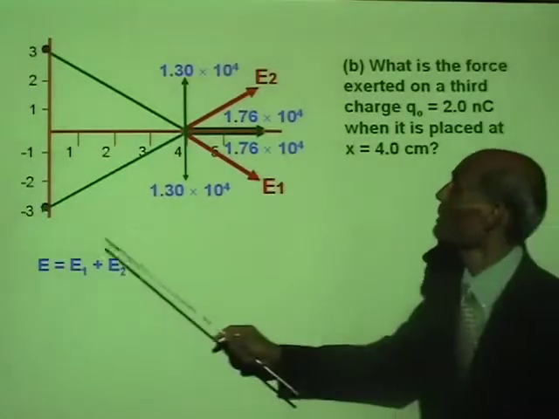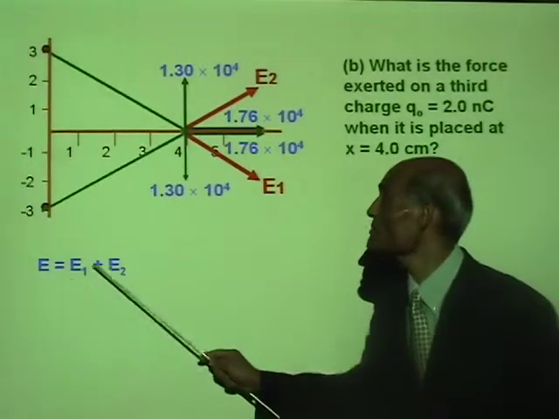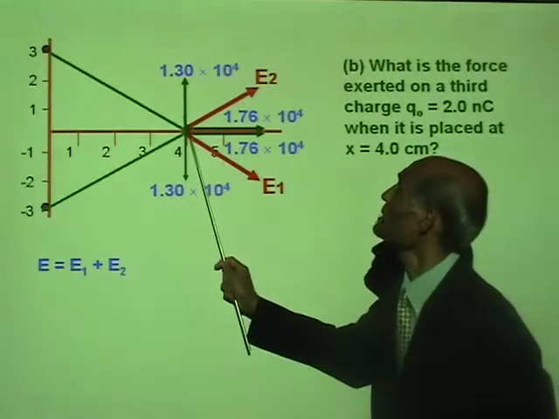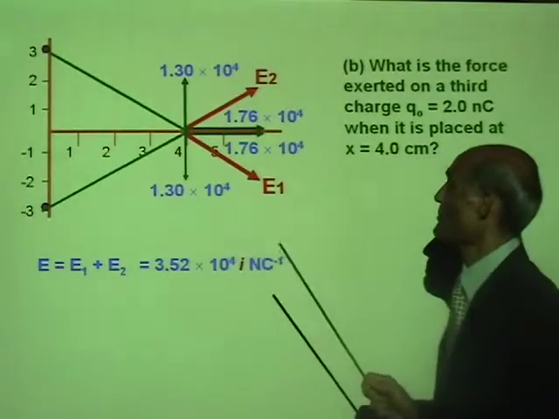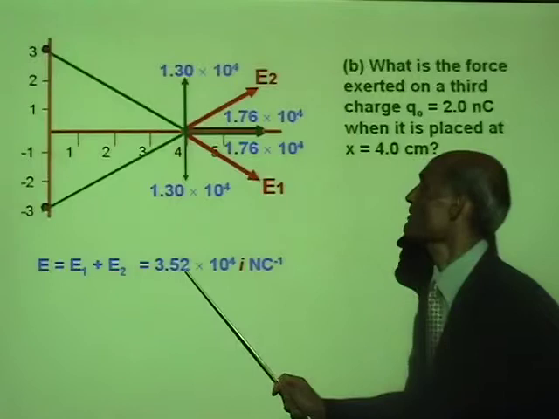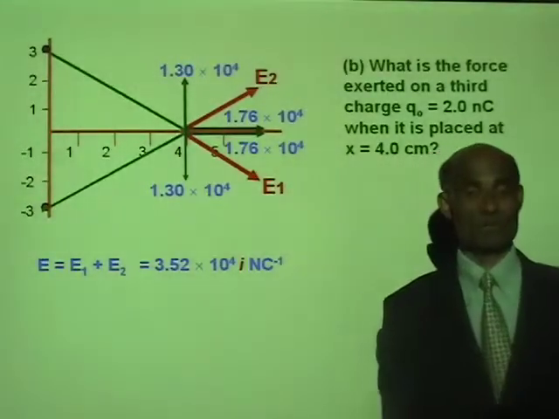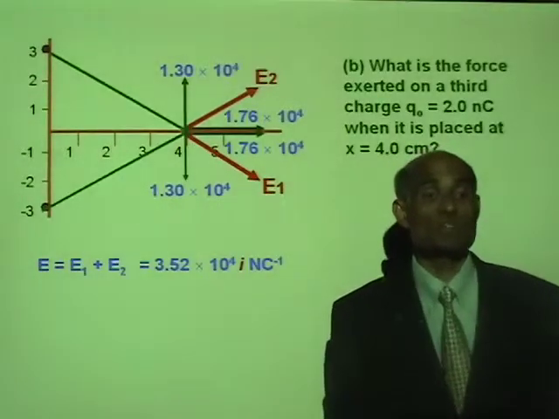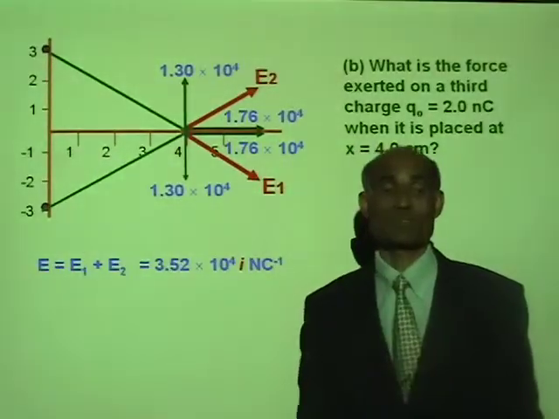Alright, so the resultant field intensity E equal to E1 plus E2. Now when you add E1 and E2, the y components will cancel, the x components will add up. And that gives you, when you add these two, you get 3.52 times 10 to the 4 i Newton per coulomb. And that is the resultant electric field at x equal to 4 centimeter due to these two charges.